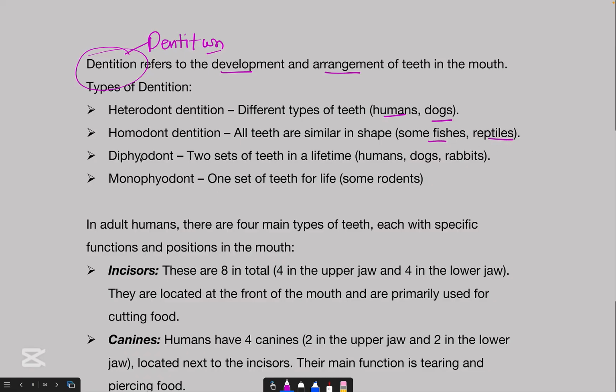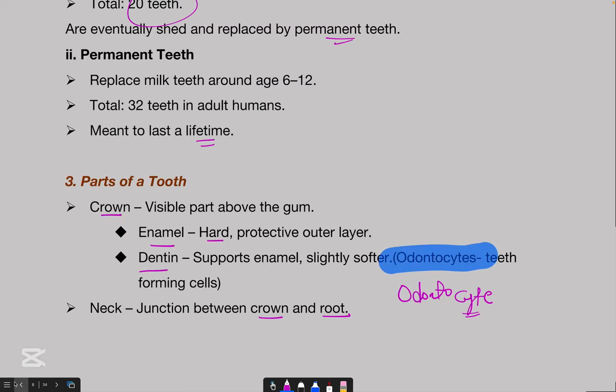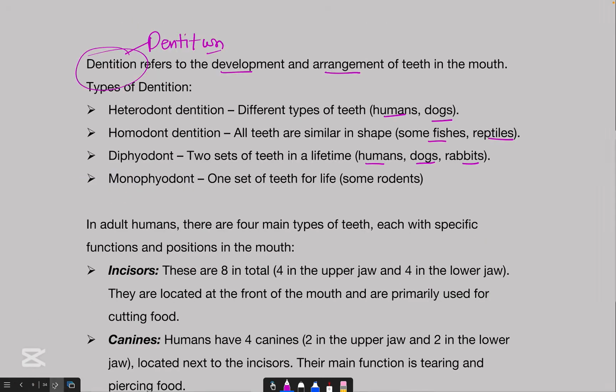Then we have diphyodont: two sets of teeth in a lifetime, like humans, dogs, and rabbits. We say humans have the milk teeth and the what? The permanent teeth, which we have looked at here. So humans, during their lifetime, have two sets of teeth. Same with dog, same with rabbit.